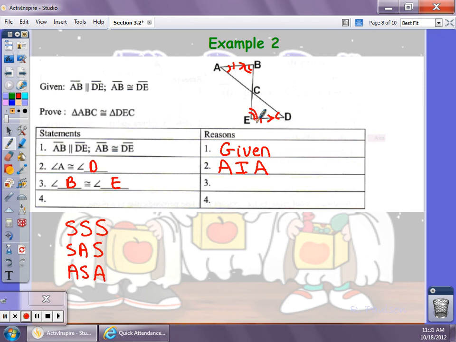So now if you look, you can see I have two angles with an included side in one triangle and two angles and an included side in the second triangle. So now I can say that triangle ABC is congruent to triangle DEC based on the angle-side angle postulate. And what I forgot to do here is to actually write alternate interior angles for step 3.